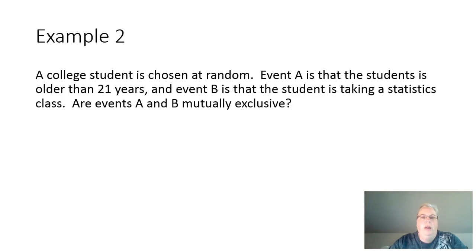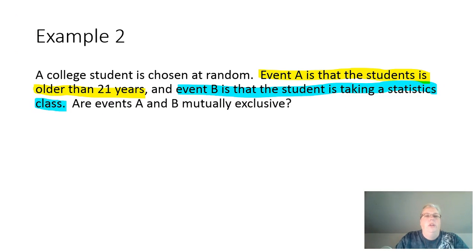Example 2. A college student is chosen at random. Event A is that the student is older than 21 years, and event B is that the student is taking a statistics class. Alright, so event A, the student is older than 21, and event B, the student is taking a statistics class, and we're trying to decide if these events are mutually exclusive.